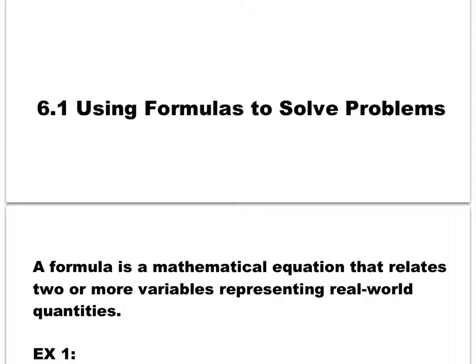You have already seen these formulas before. For instance, the formula for a line, if you remember, was given as y equals mx plus b, where m was the slope and b was the y-intercept. This formula relates the variable y and the variable x. This was a simple formula that you learned in grade 9. Now we are going to cover a few other formulas that you may encounter later on. Let's start with a few examples.